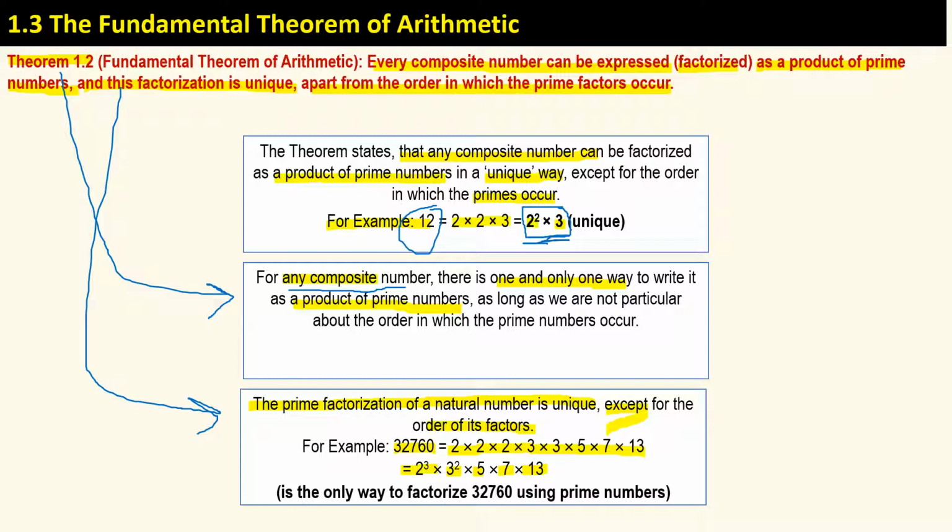And if you see here, 2 is a prime number, 3 is a prime number, 5, 7 and 13 are prime numbers. So we have expressed 32,760 into its prime factors on this side, and this way is always unique. What it is saying is that this is the only way to factorize 32,760 using prime numbers.